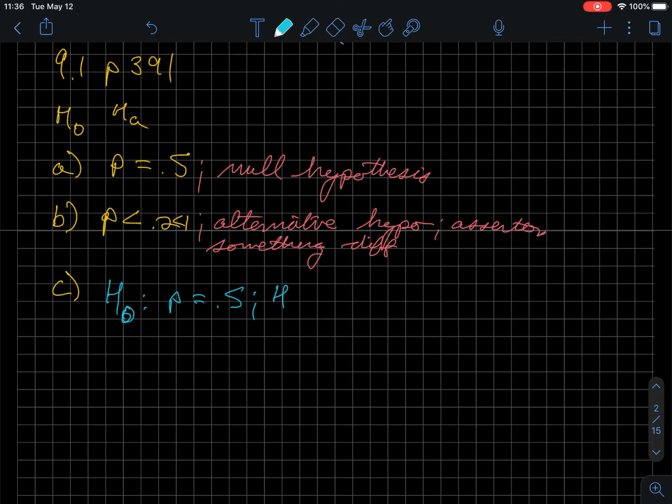The alternative hypothesis, then, is that we would say that this does not equal 0.5. And for part B, we would say the null, in this case, is equal to 0.24. And the alternative hypothesis is that P is making a directional statement, that it's less than 0.24. So hopefully that's a little more straightforward and clear in your head about what it is.